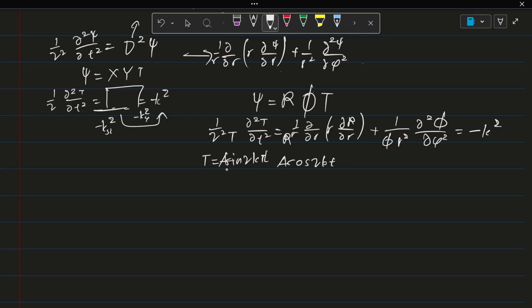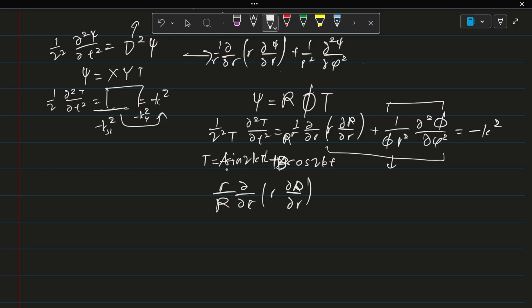So there's the A and the B for the integration constants. And now for this side here, if you try to convert it again, just multiplying both sides by r squared, just to make sure that this side here doesn't have any function of r, what you would get is r over R, partial over partial r, r partial R over partial r, plus 1 over Phi, partial squared Phi over partial phi squared, plus k r squared equals 0.